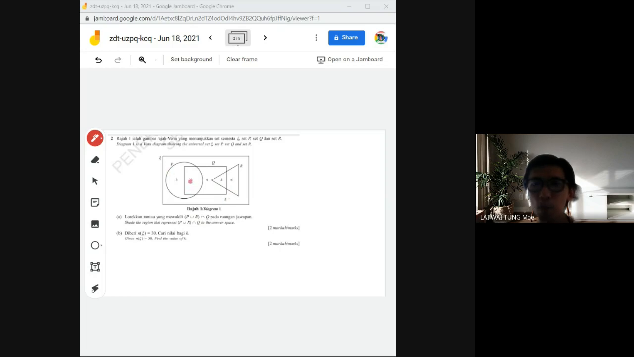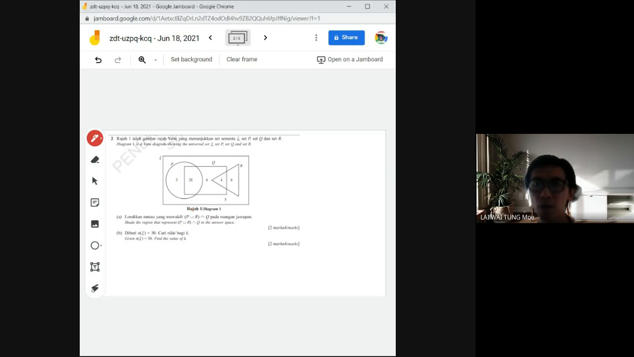When you number your diagram, you can use A, B, C, or 1, 2, 3. It doesn't matter, as long as you put a number or a representation for each area. Since the question already gave you 3, 2K, 4K, and 6, we just use back these numbers and the unknown. So what the question wants is P union R.